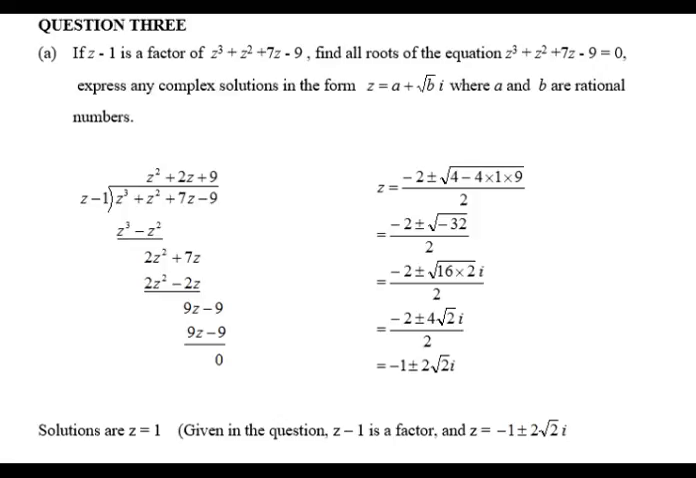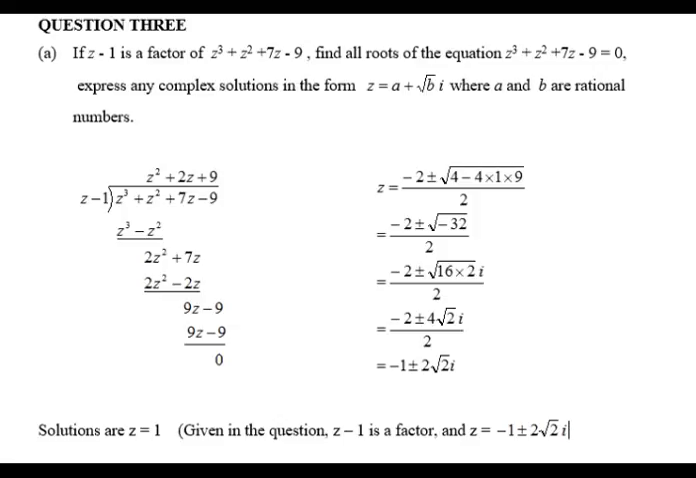Question 3a. Now this one makes us work a lot harder to get our achieved mark. Our first step, if we know something's a factor, like we know 4 would be a factor of 24, then the other part of that, 24 divided by 4 is 6. 4 and 6 are the factor pair. It's a bit like that here. We know z minus 1 is a factor. What times z minus 1 makes that z cubed plus z squared plus 7z minus 9?